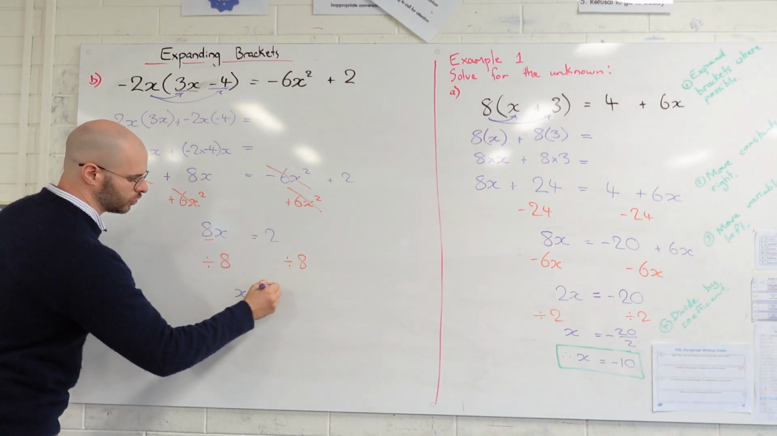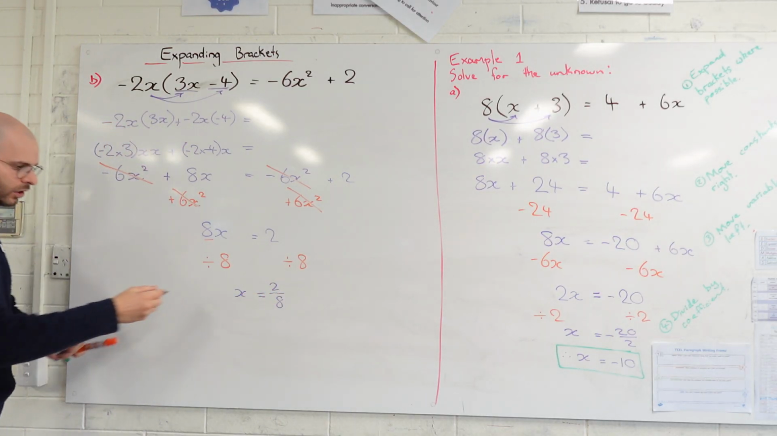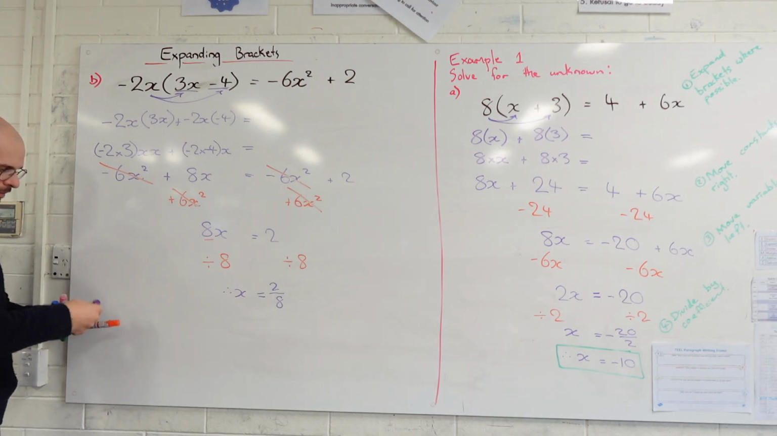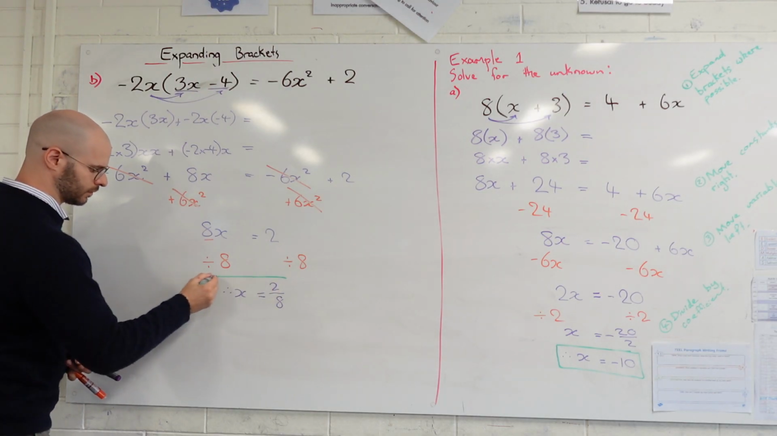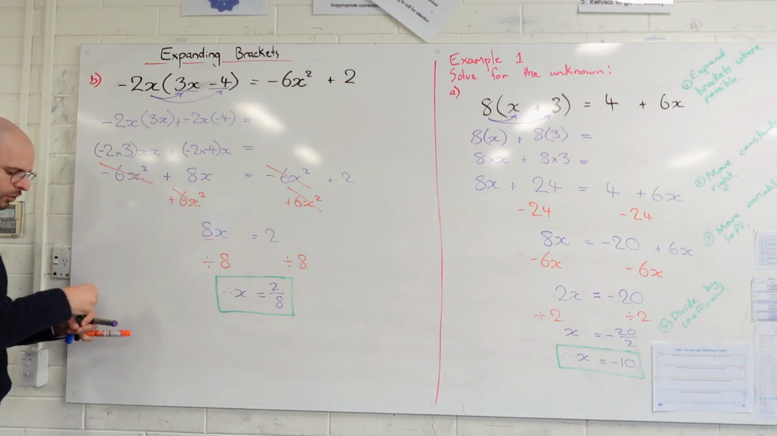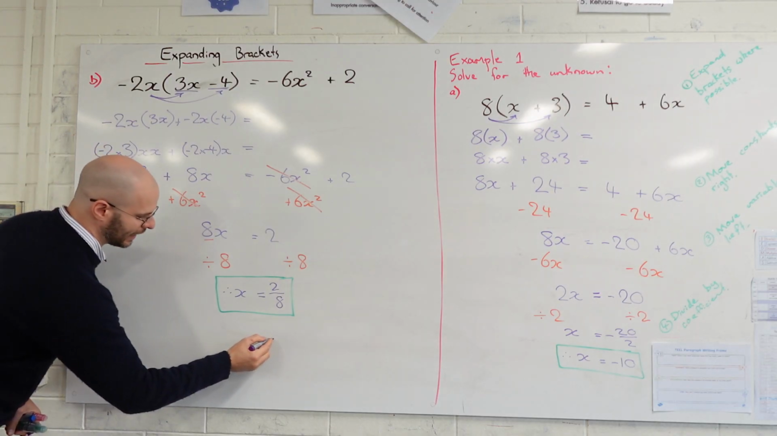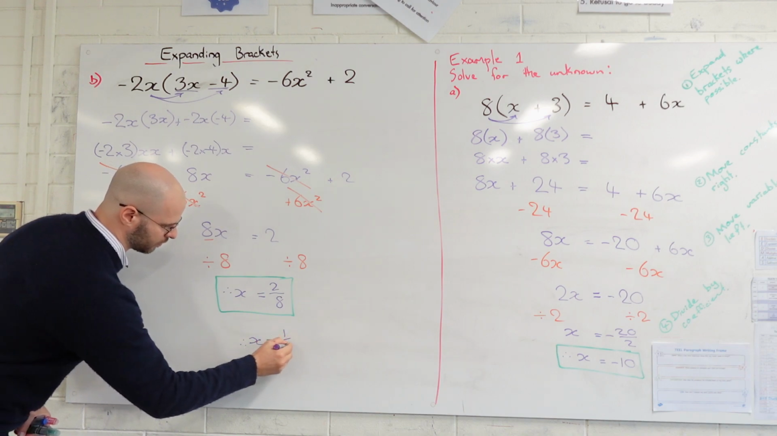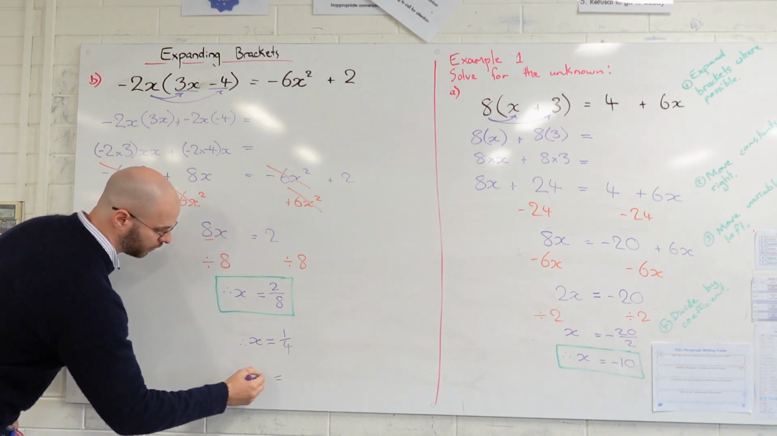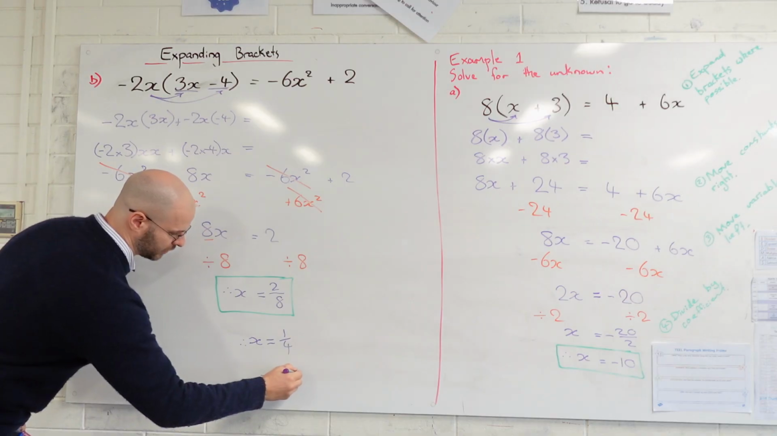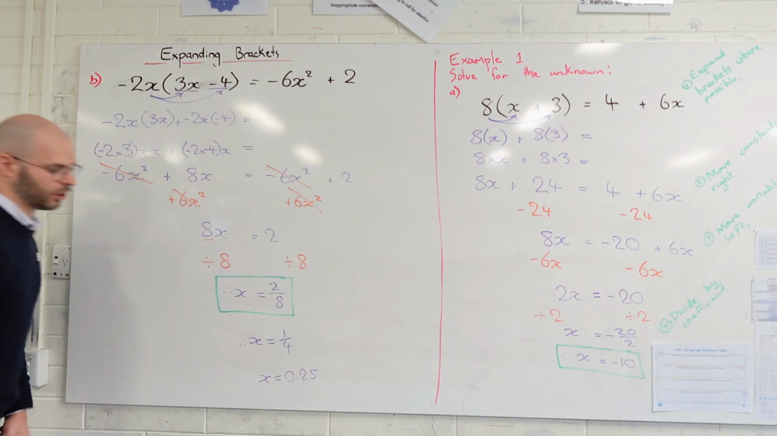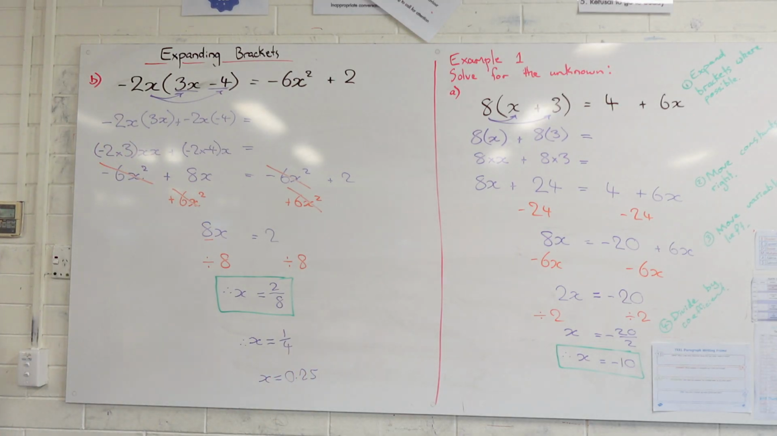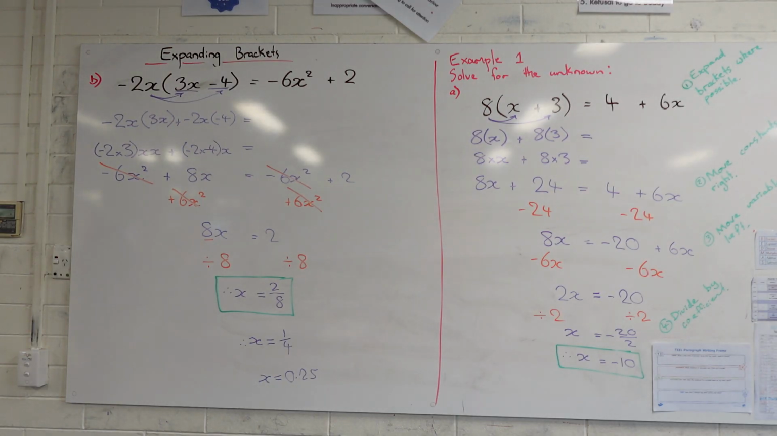This is 2 divided by 8. If you wanted to, you can leave it like that. You could also write it as x equals 1 over 4. If you also wanted to, just type it in your calculator. 0.25 would also be fine. We're not interested in the final answer, we're interested in the steps you took to get there.